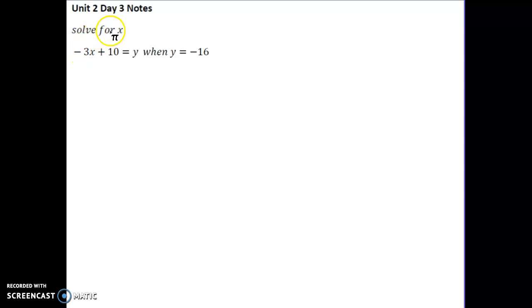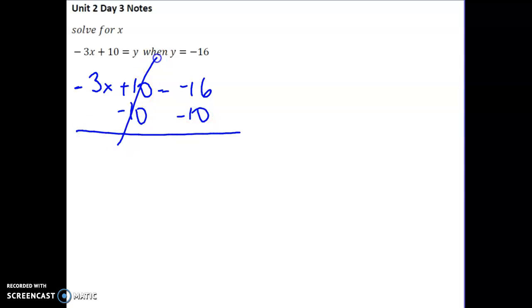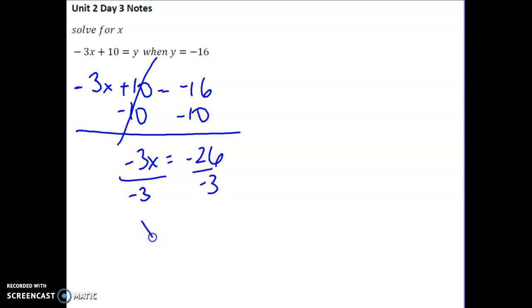This one says solve for x when y equals negative 16. To do this problem, I'm going to have to do some substitution. So I will leave x where it is for right now, and I'll put negative 16 in place of y. Now I need to work to get x by itself. I'll subtract 10 from both sides. Negative 3x equals negative 26.